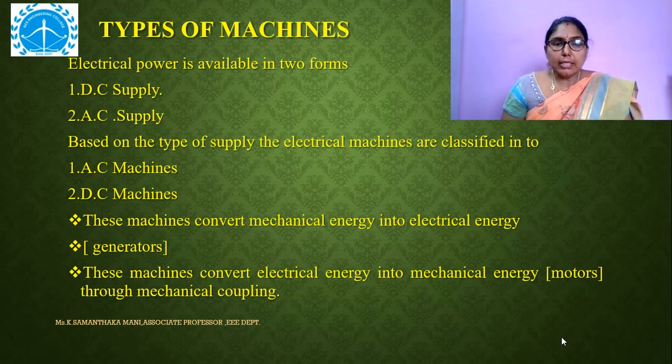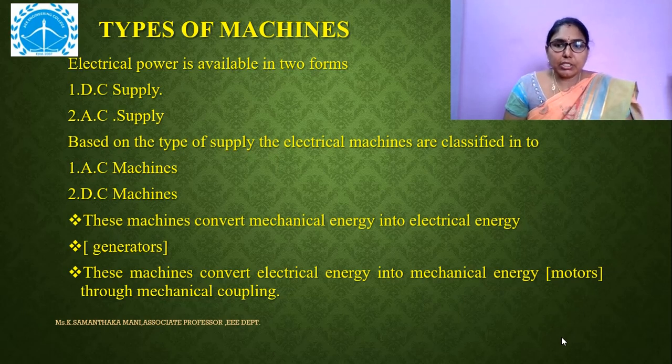Now, in this, first we'll start with the types of machines. So, based on the type of the supply available, there are basically two supplies that are available, that is direct current and alternating current supplies. So, based on the type of the supply used, the electrical machines are classified into two categories. The first one is the AC machine, the second one is the DC machine. Now, presently we are dealing with the DC machines.